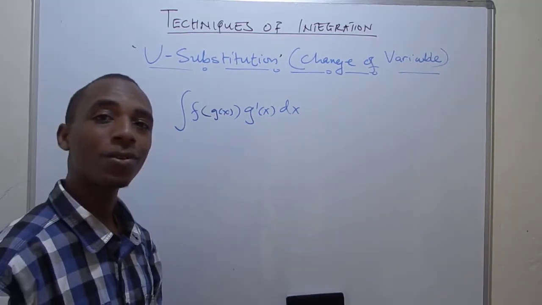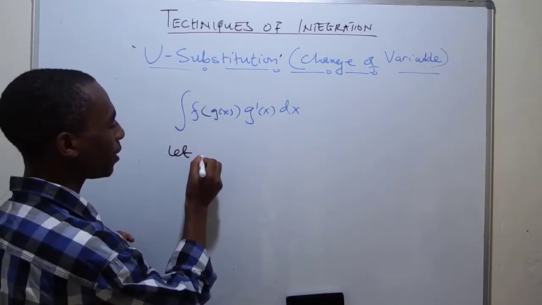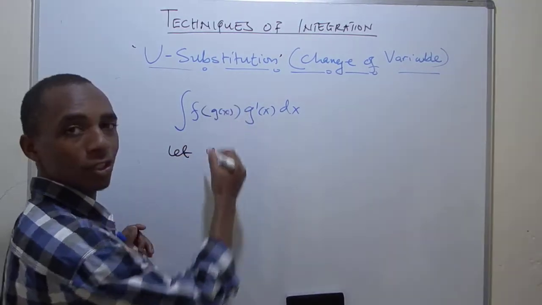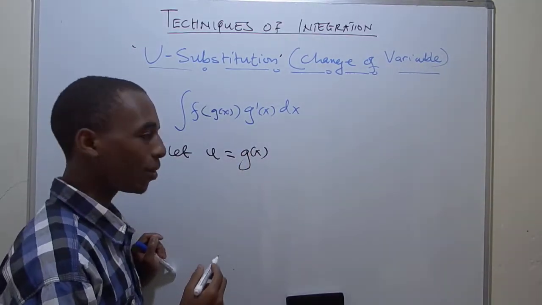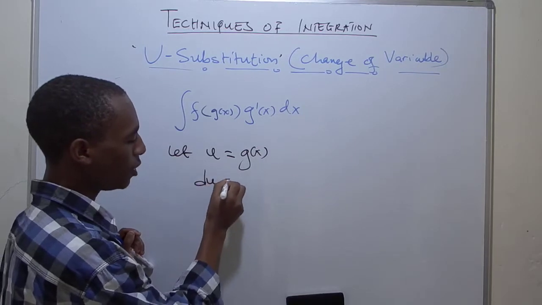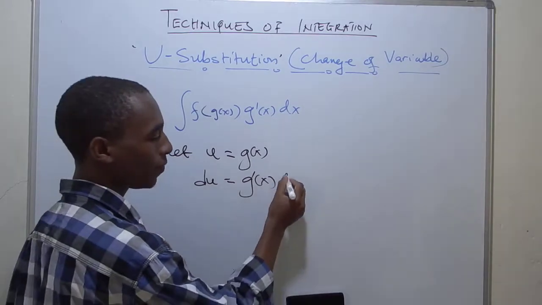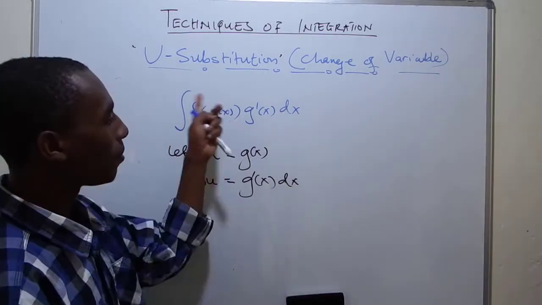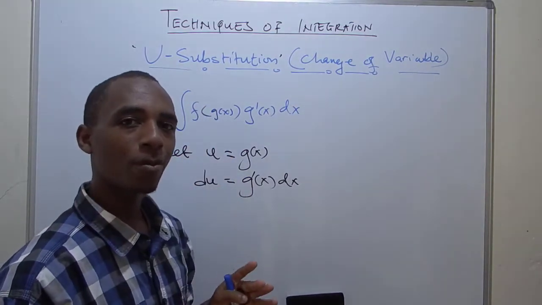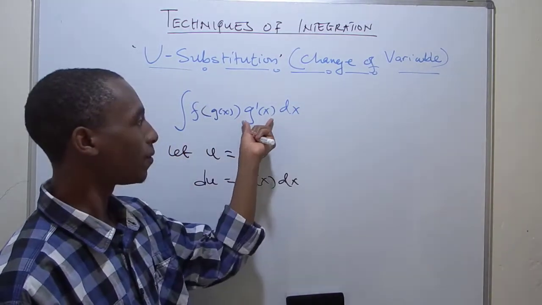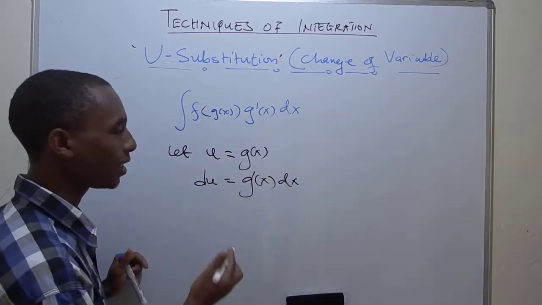Actually, u-substitution is the reverse of the chain rule for differentiation. So in this case, if I let u be the function inside here, g of x, and I take derivatives on both sides, you can see that this becomes du, the derivative of g of x, that's g prime of x, dx. And so I'm now going to change the variable in this integral. Every x is going to be replaced with u, except for this, because I know it's going to cancel out already, and that's the beauty of this technique.